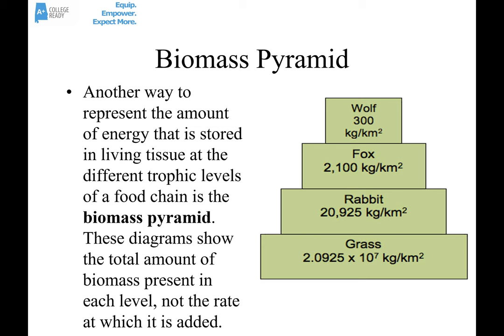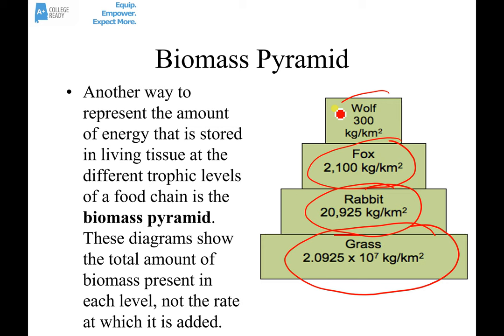Another way to represent the amount of energy that's stored in living tissues is, instead of looking at an energy pyramid like we looked at on the previous slide, to look at a biomass pyramid. This shows how much biomass is in each trophic level. Notice the grasses have way more biomass than the rabbits, and the rabbits have way more biomass than the wolf. It's not perfect here, but notice this also almost follows that 10% rule.